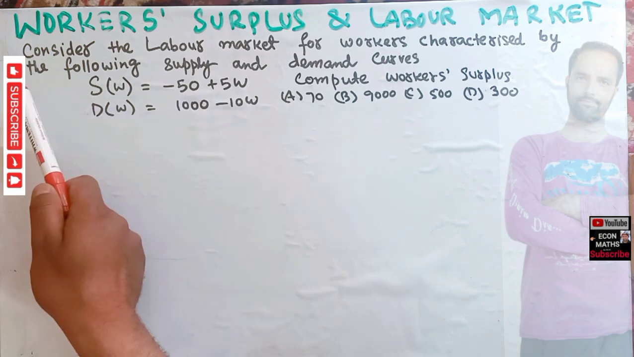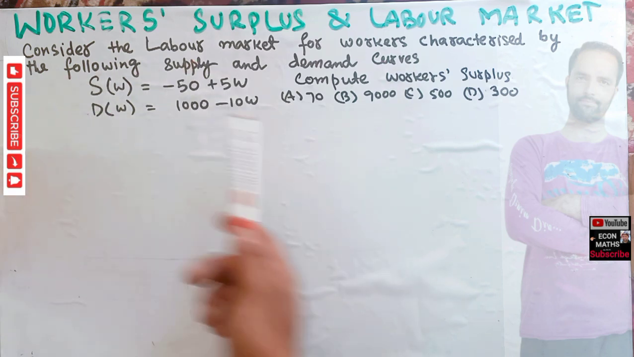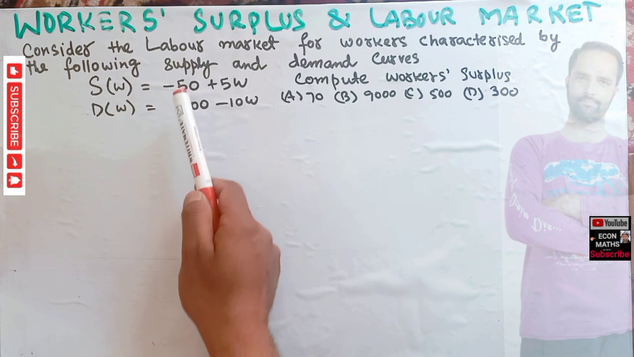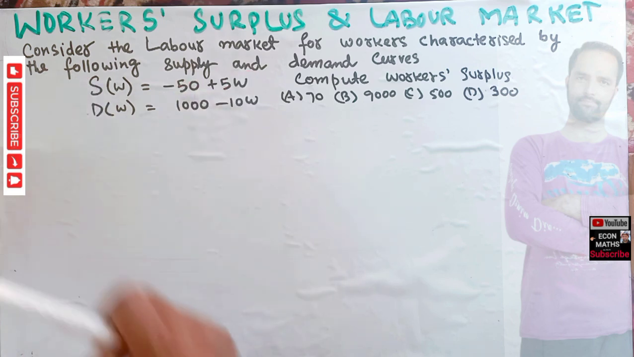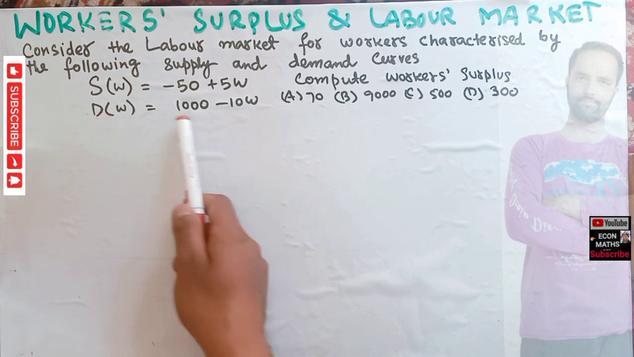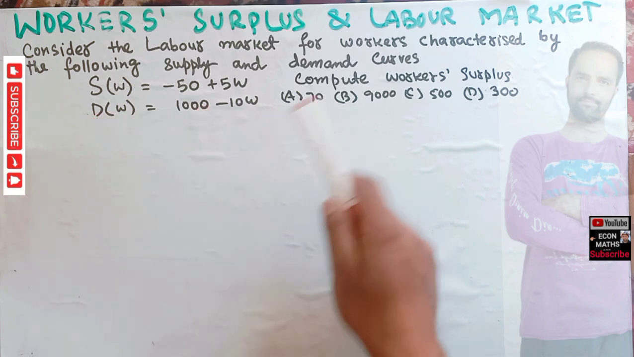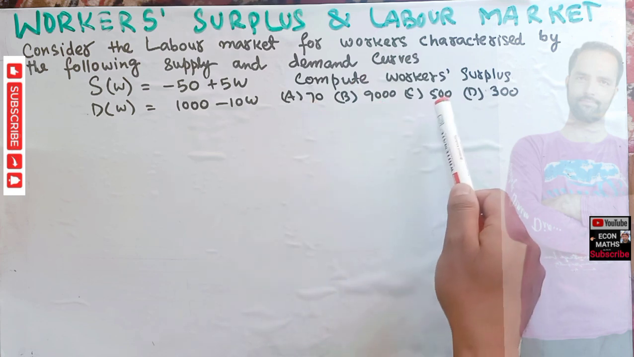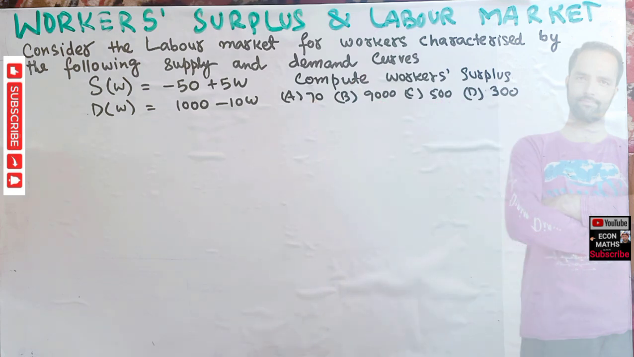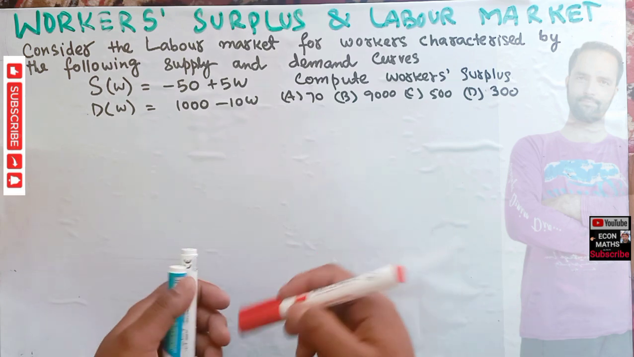We are being given the supply for the labor and the demand for labor. That is S(W) is equal to minus 50 plus 5W, where W denotes the wage rate and S denotes the supply of labor, and demand for labor is 1000 minus 10W. We have to compute workers surplus. The options are 79,500 or 30. Okay, so how do we calculate this and what is meant by worker surplus?